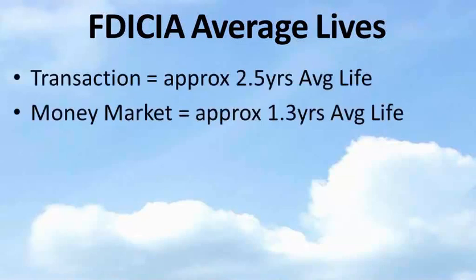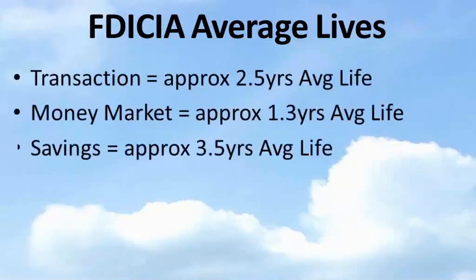Transaction accounts, that's about 2.5 years. Money markets, less than 1.5 years. And savings, that's the longest one of the bunch. It's about a 3.5-year average life. So these are not, by any stretch, these would not be considered very aggressive assumptions. These are, in fact, relatively conservative assumptions.